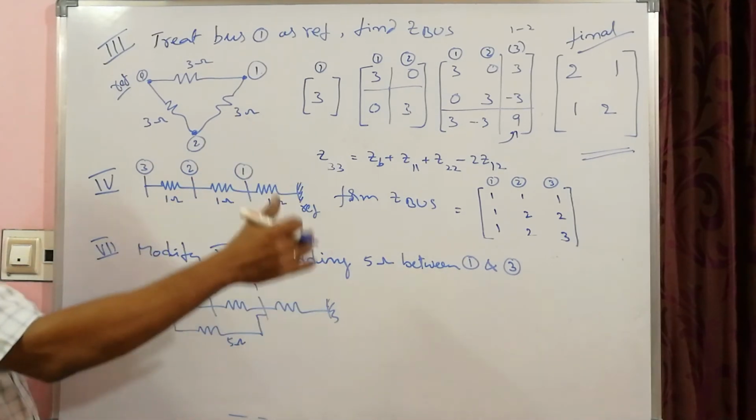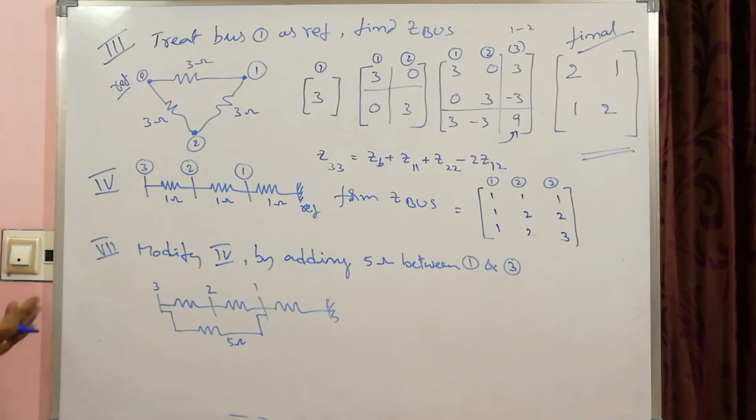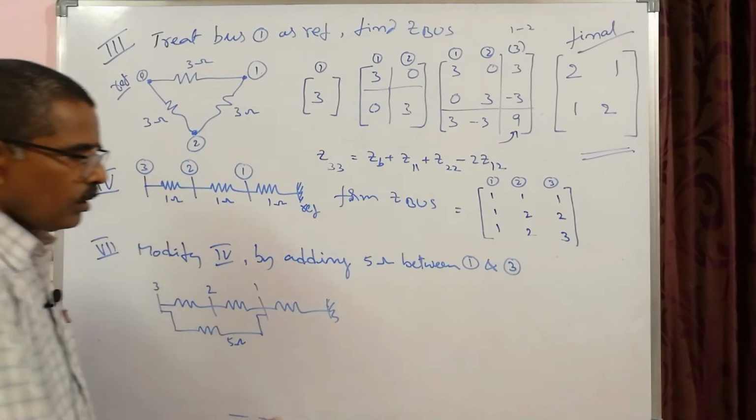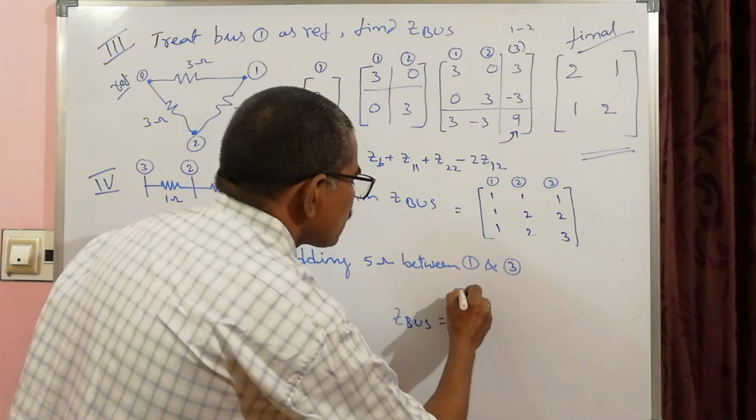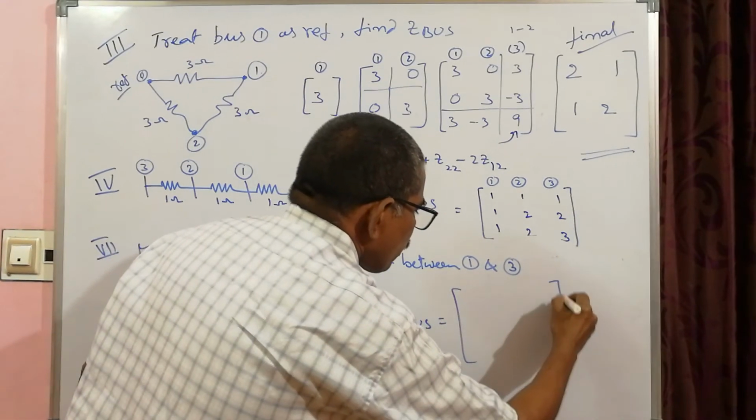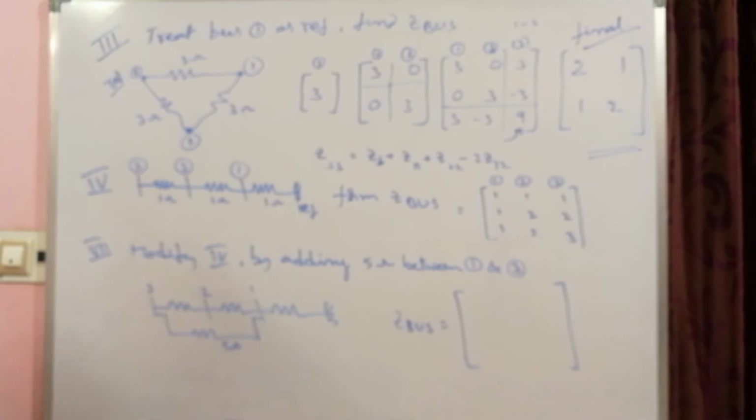So, temporarily you will be adding 4th row and 4th column, and they are to be reduced back. That Z bus is to be reduced back. Okay. So, for this case I am writing Z bus, modified Z bus. So, Z bus is going to be 3 by 3 only.